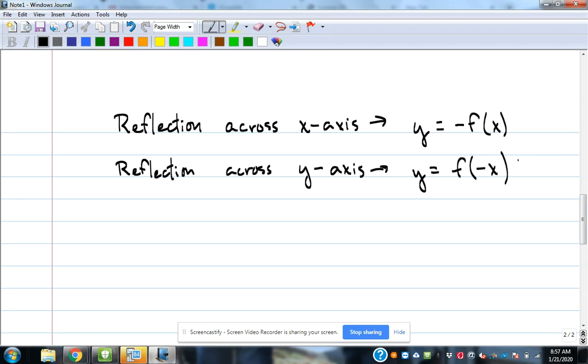So what we're going to do is take some functions, and we're going to first write the new function based on what transformation they tell us to do. And then we're going to go the other direction. We're going to get a function that's been transformed, and we've just got to look at the equation and tell what happened to it. Did it get vertically compressed? Did it get shifted left, right, up, down, that sort of thing?